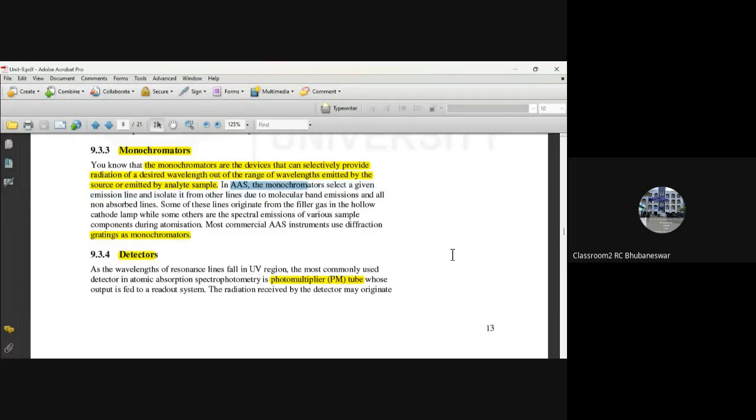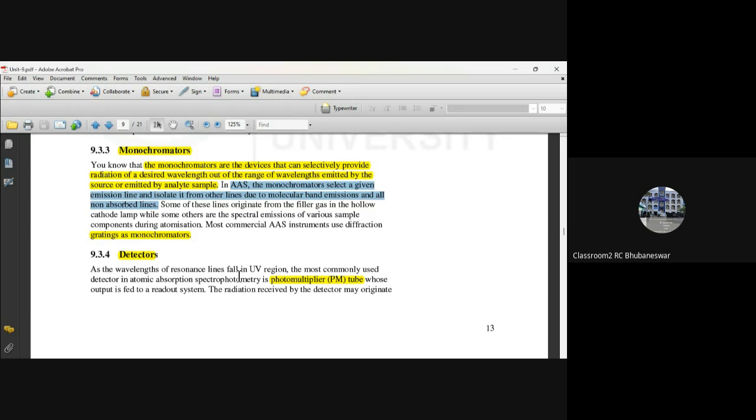In AAS, the monochromators select a given emission line and isolate it from other lines, due to molecular band emissions and all non-absorbed lines. There is also error everywhere. Here also you will get many non-absorbed lines and some molecular band emissions if atomization is not done properly. But by putting the monochromator, you can eliminate those parts.